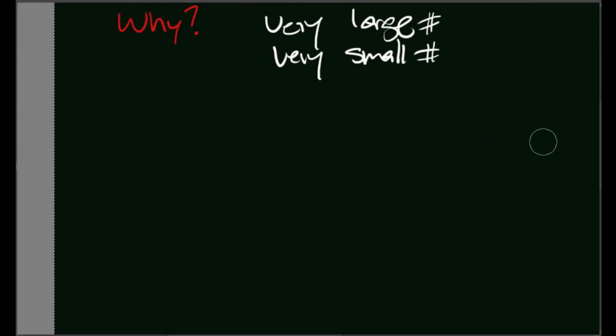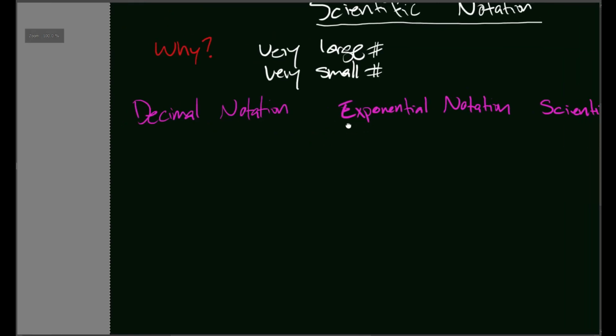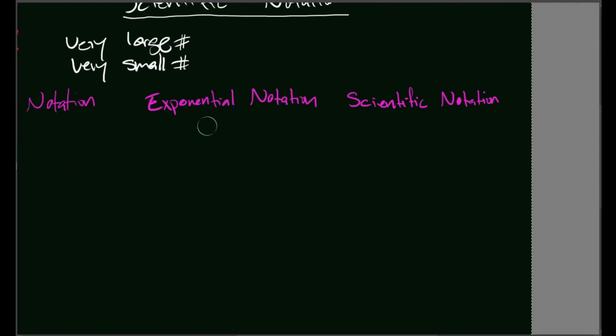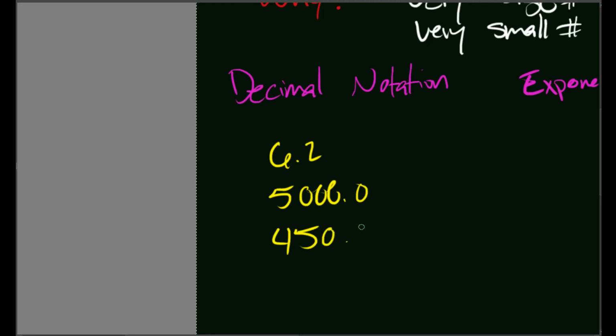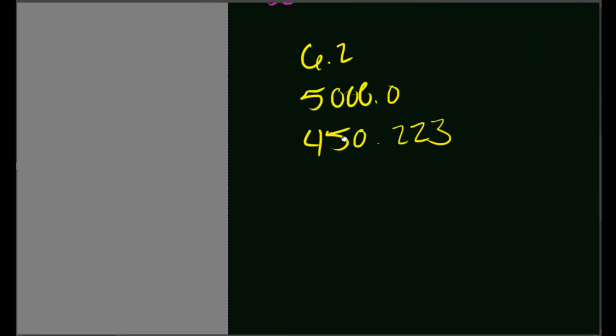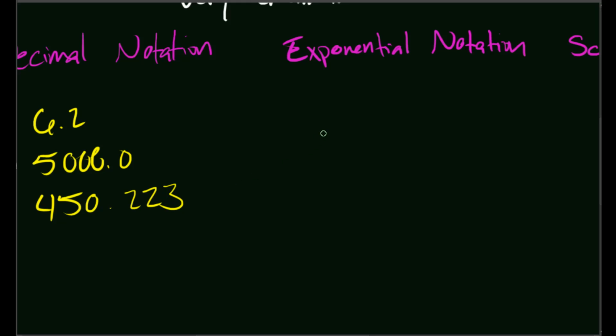So in this unit, we're going to talk about decimal notation, exponential notation, and scientific notation. For decimal notation, this is the notation that you're used to, so 6.2 or 5,000 or maybe 450.223, right? You guys are familiar with this?